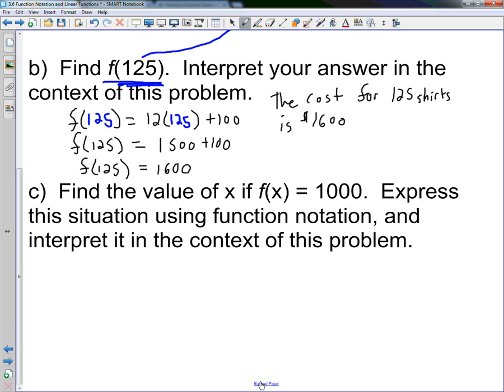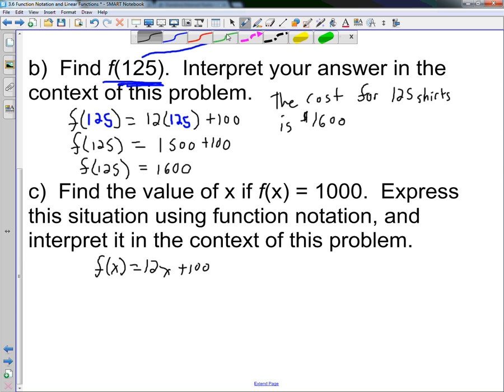Let's look at another one. Part C. So it says find the value of x. So now we're looking for x, and we have f of x equals 1,000. So notice the difference in our notation. So let's go ahead and write our original function, which was 12x plus 100. So the notation up here, notice the 125 is inside the parentheses. It's replaced x. So we're taking 125, plugging it into the function.